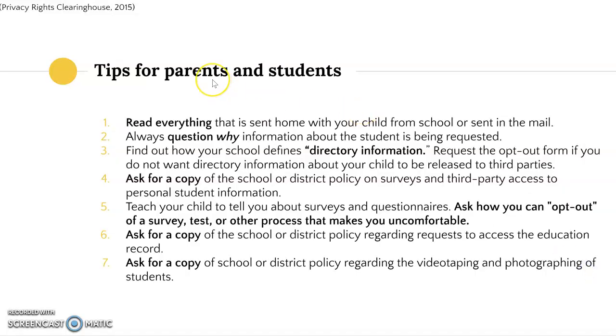So some other tips for parents and students specifically: read everything that's sent home, ask questions why it is being requested, find out how your school defines directory information, request opt-out forms if you can, ask for a copy of policies on surveys, third-party access of student information, opt out of surveys, testing, or other processes that might make you uncomfortable. Ask for a copy of the school or district policy regarding requests to access the education record, videotaping, photographing, that kind of thing. So ask for all of that.